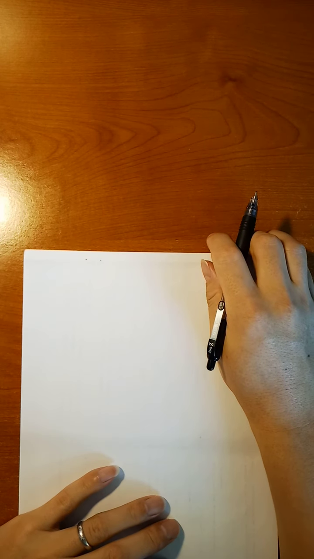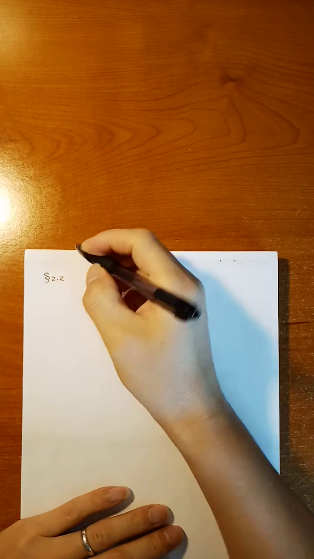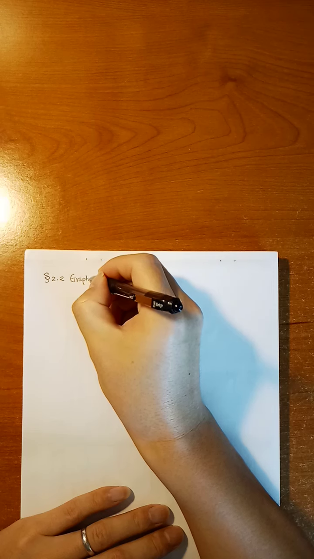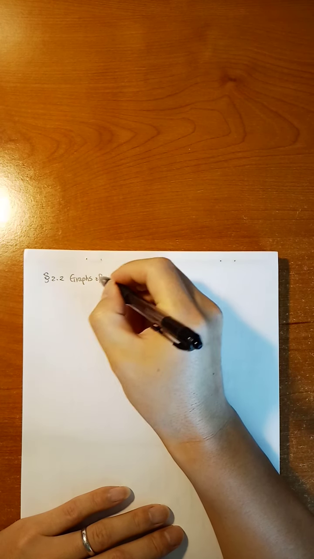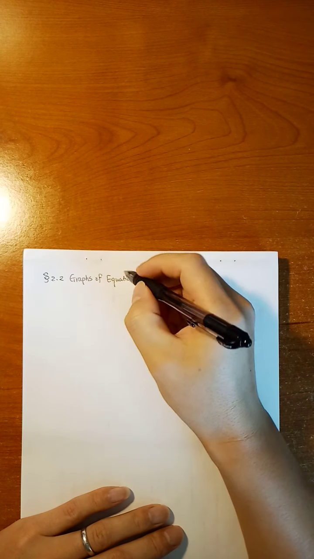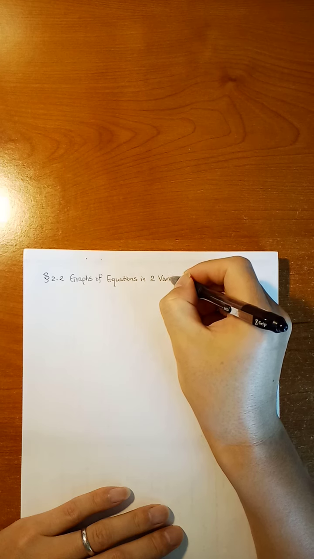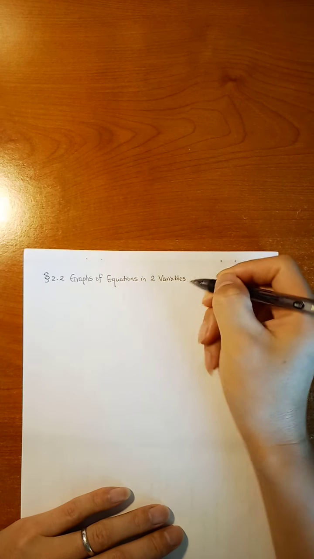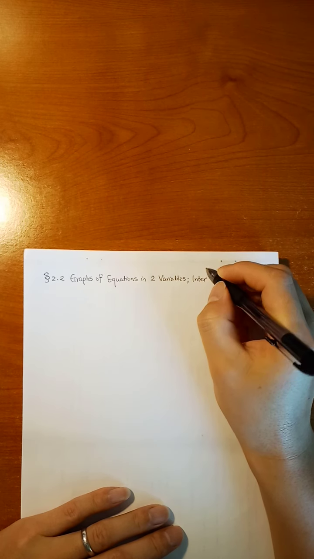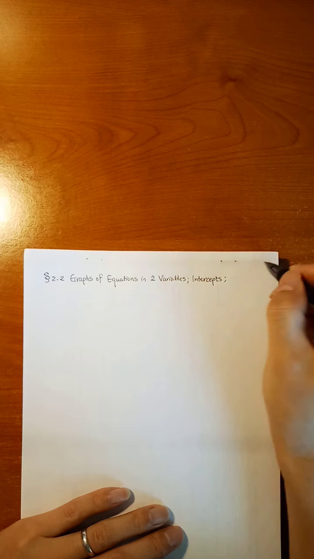Okay, now let's talk about section 2.2, graphs of equations in two variables, and intercepts, symmetry.